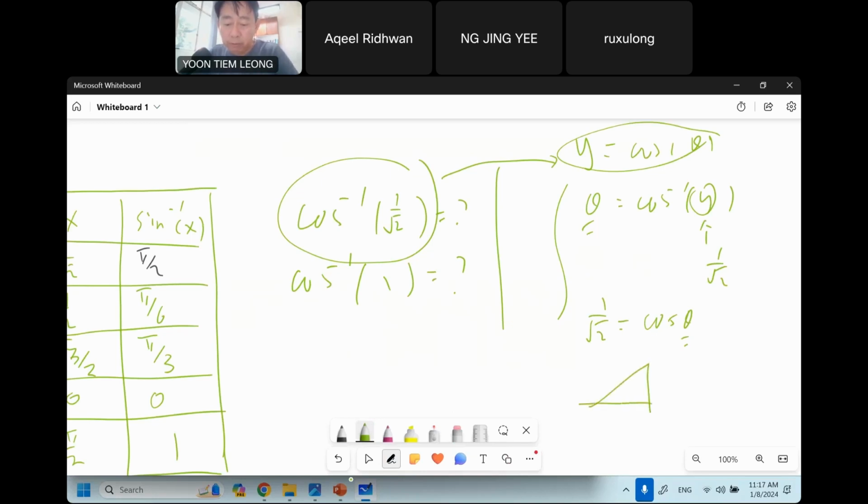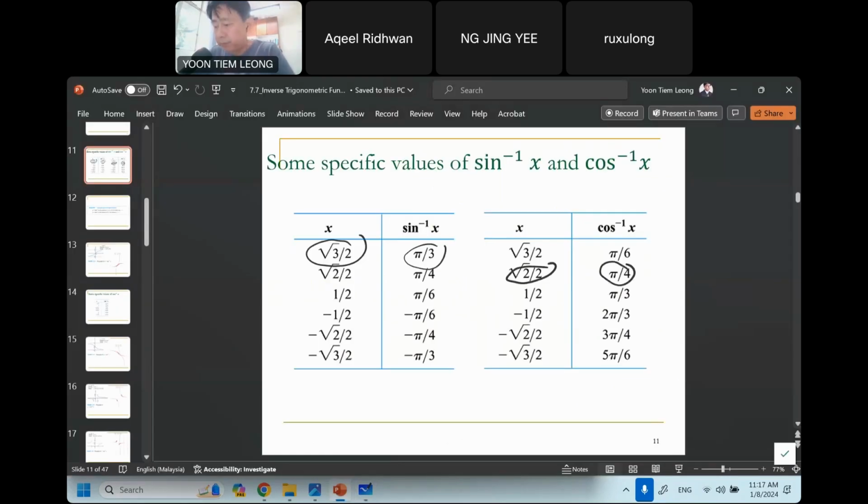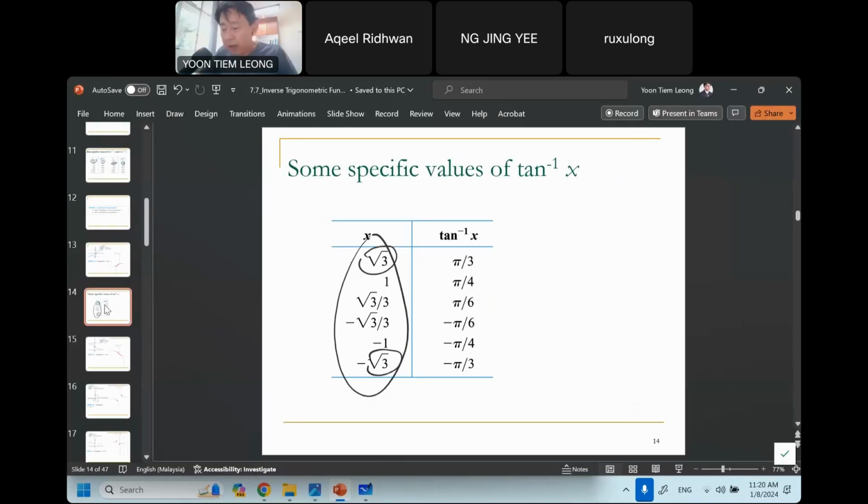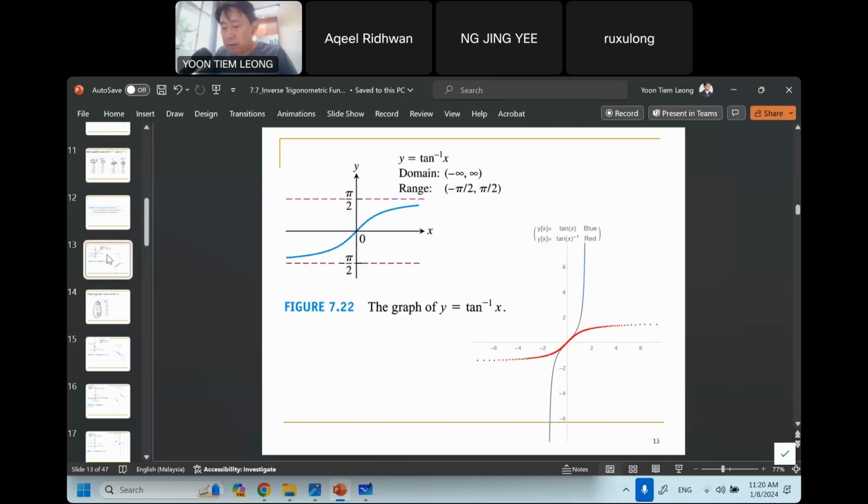But if you remember it well, cos of 45 degree is 1 over square root of 2, which means that the angle here is 45 degree, which is pi over 4. In other words, the arc cos of 1 over square root of 2 is simply equal to pi over 4, which is just this number. These are the examples that could be easily illustrated for arc cos and arc sines. Up to this point, I have just mentioned roughly how the values of the inverse trigonometric function could be calculated based on the knowledge of the original trigonometric function.